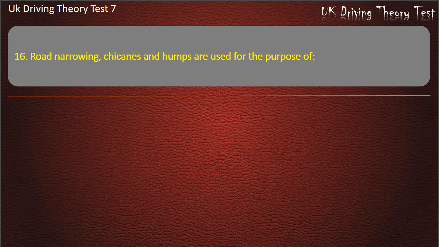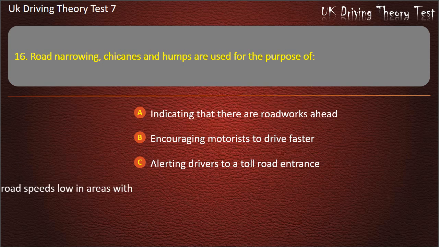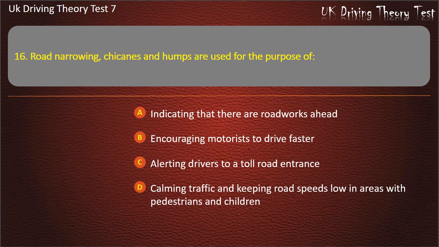Question 16. Road narrowing, chicanes and humps are used for the purpose of indicating that there are roadworks ahead. Encouraging motorists to drive faster. Alerting drivers to a toll road entrance. Calming traffic and keeping road speed slow in areas with pedestrians and children. Answer. Calming traffic and keeping road speed slow in areas with pedestrians and children.